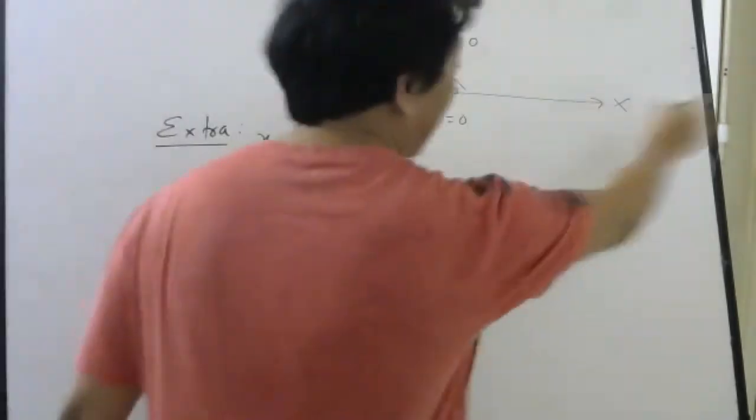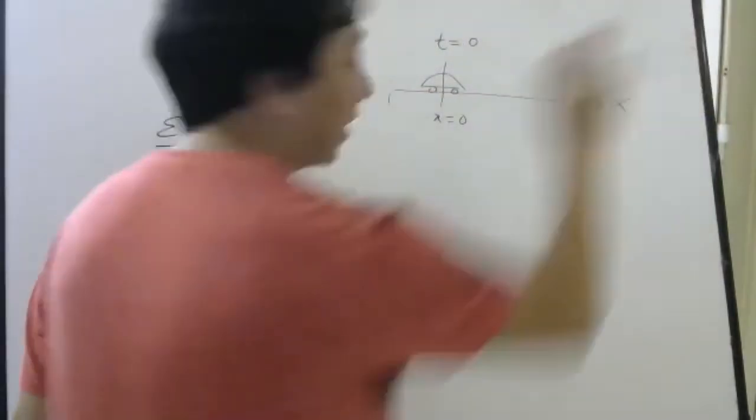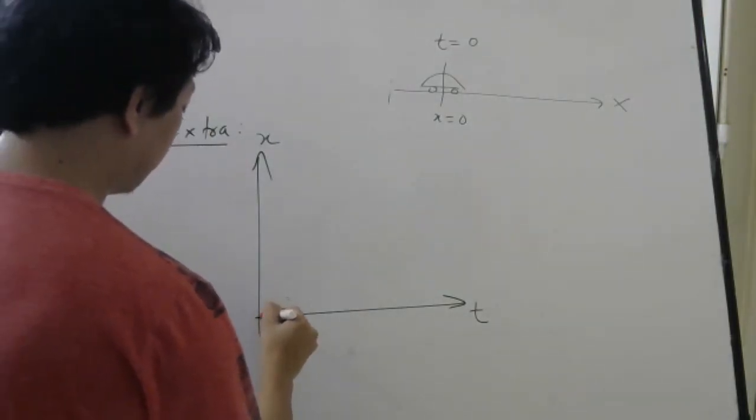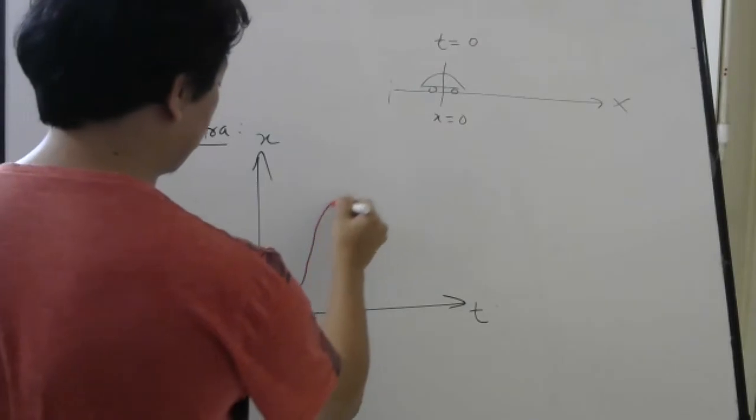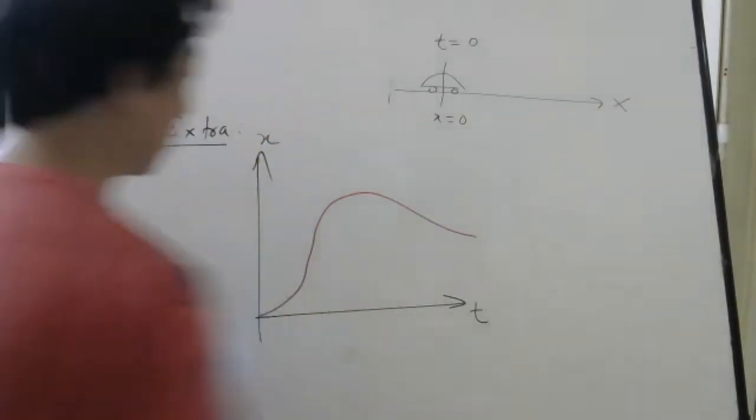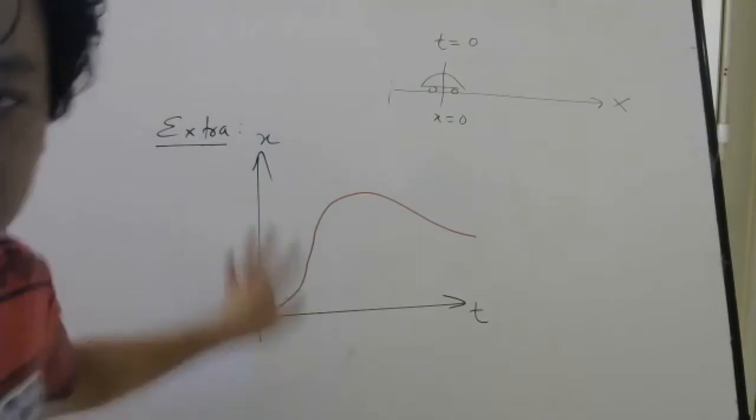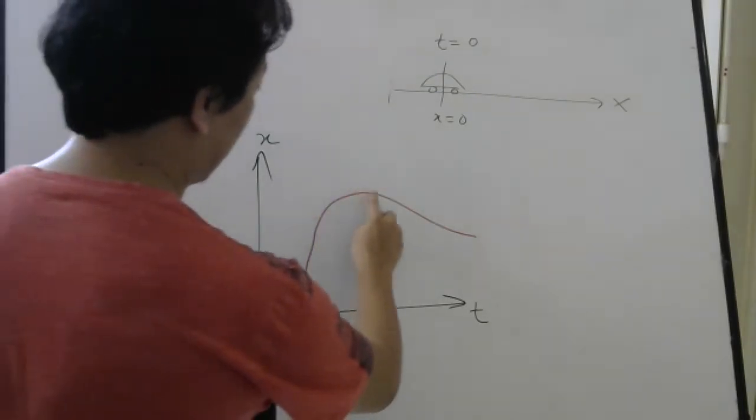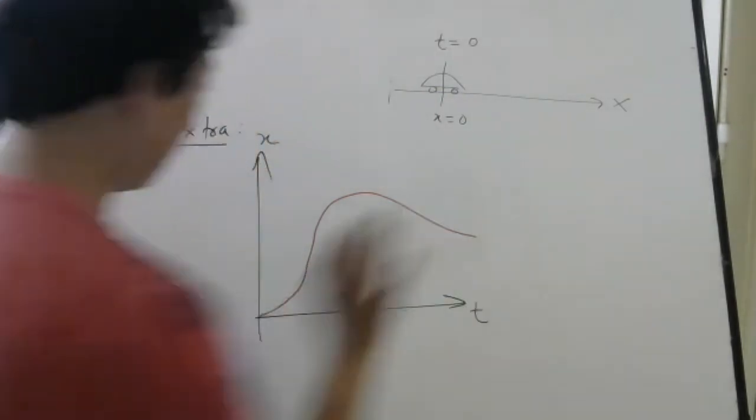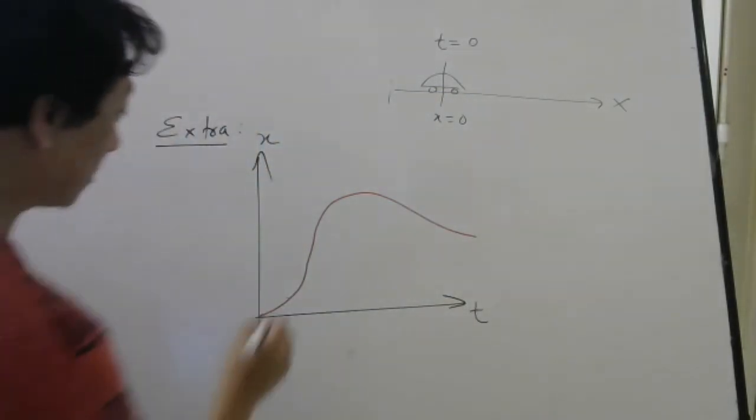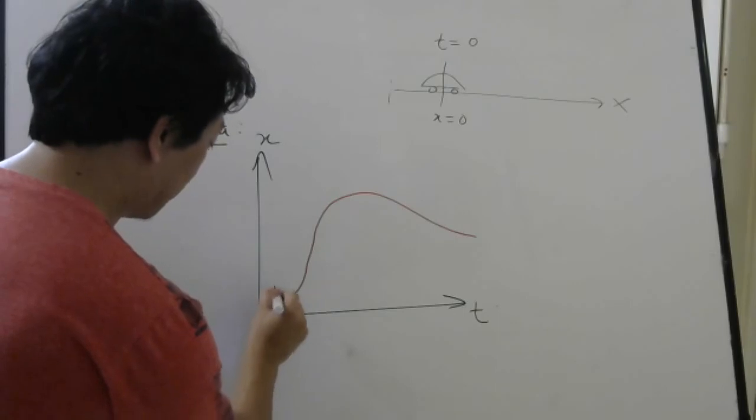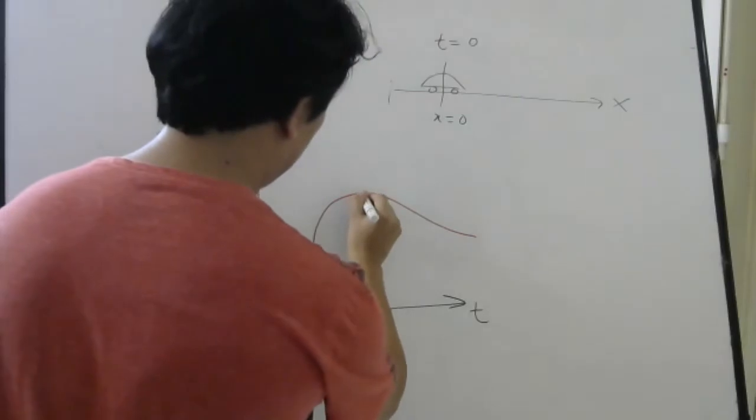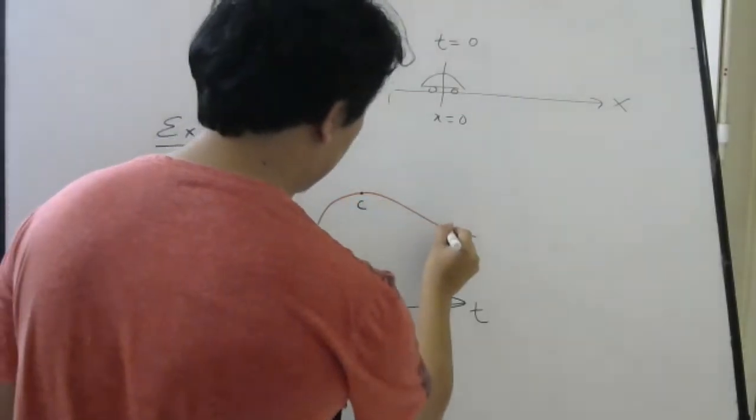The car is moving in a straight line only, along the x-axis only. Let us say the graph looks like this. So the position is changing like this and then it is decreasing. Let me now give you some points here: A, B, C, D.